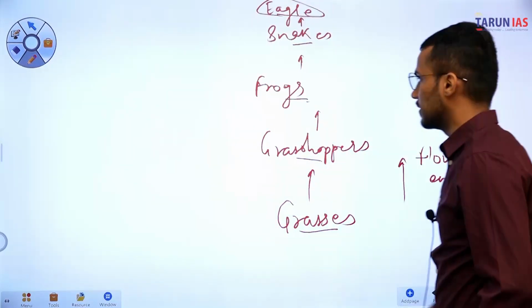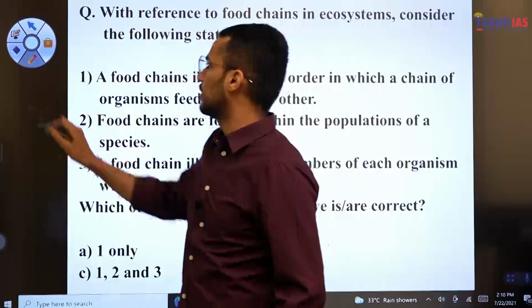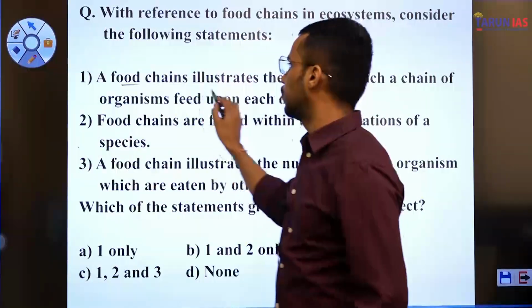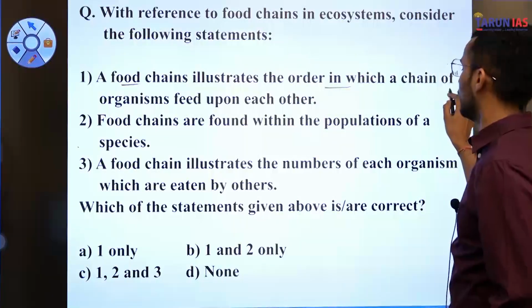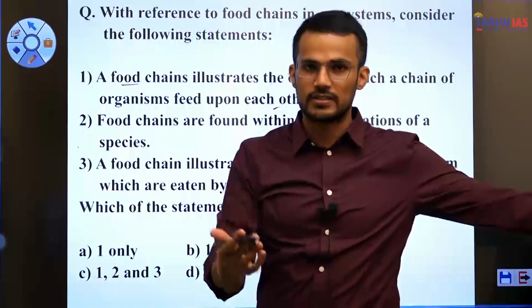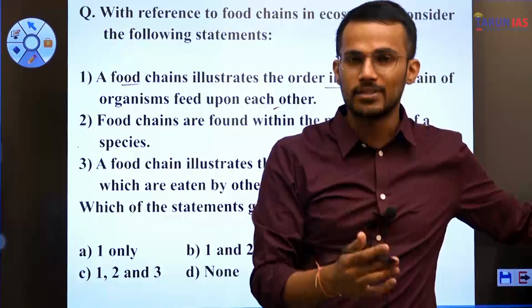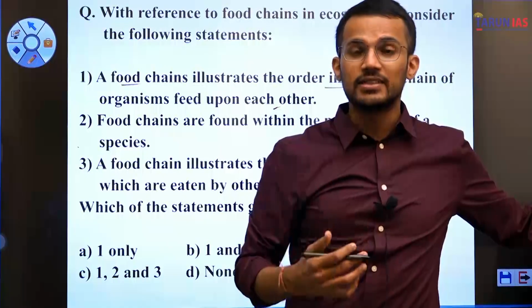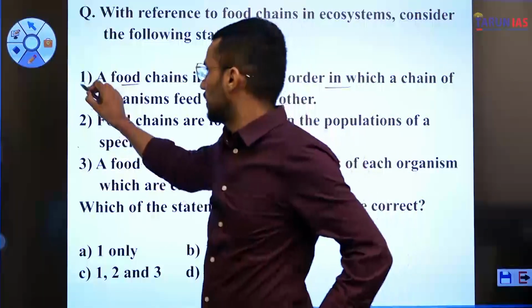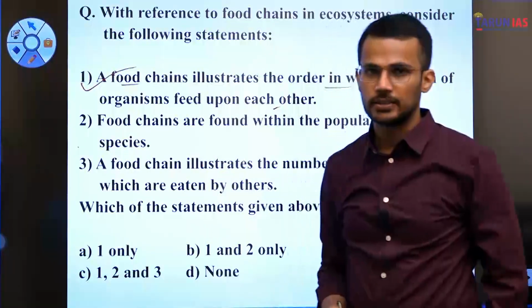So let us discuss the statements that are being given in this particular question. So the first statement is, a food chain illustrates the order in which a chain of organisms feed upon each other. So this statement is correct because based upon a food chain, we get the idea of who is eating whom. And that's why the first statement is a correct statement.